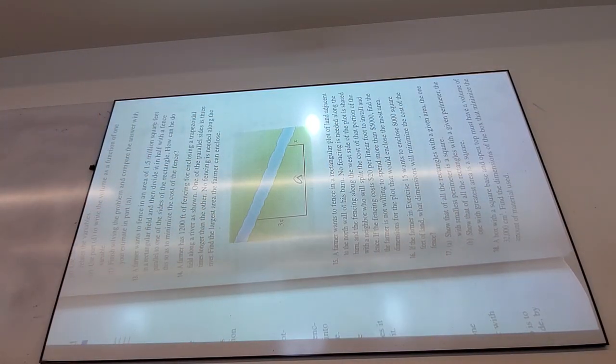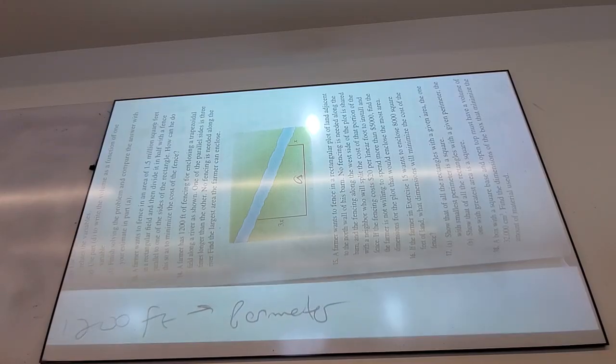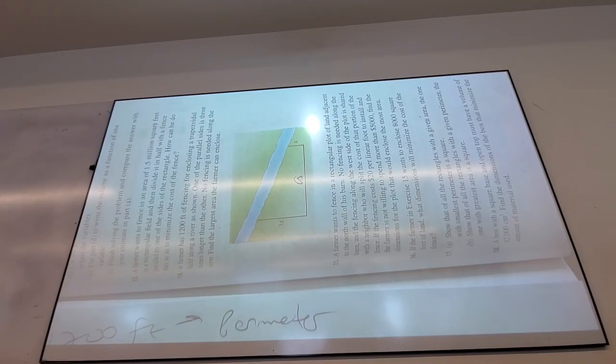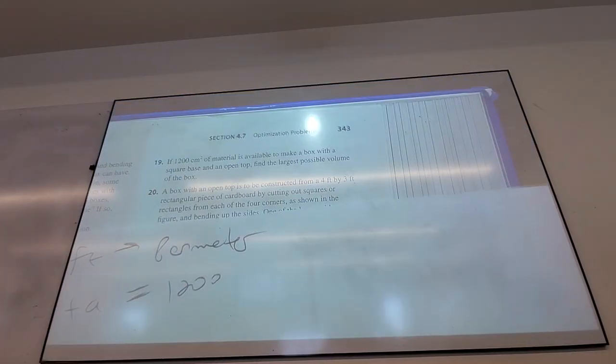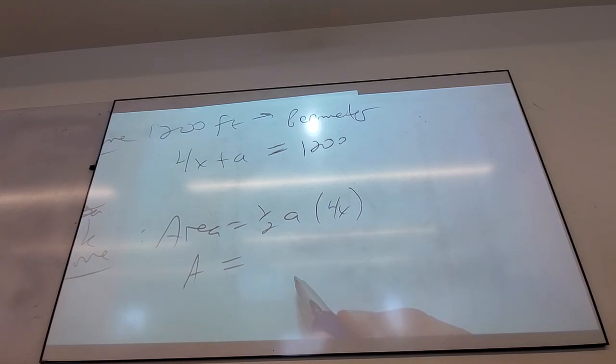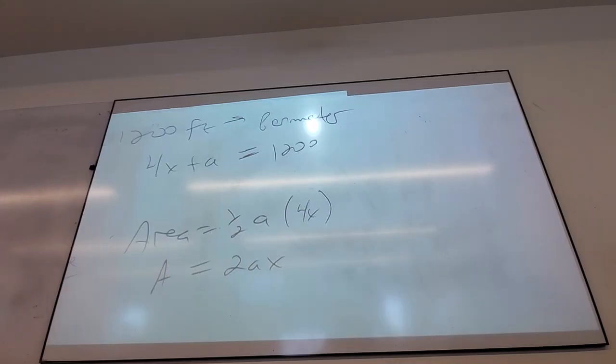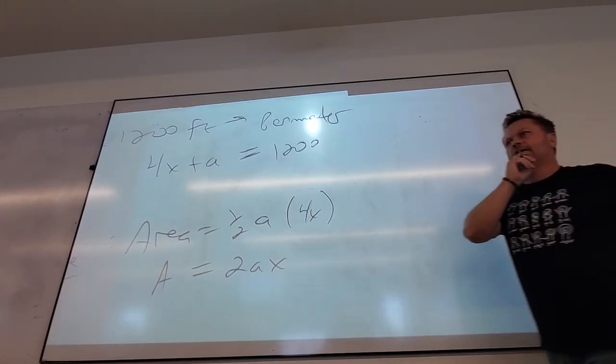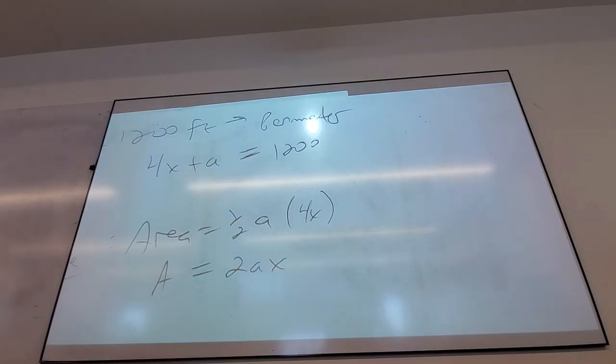So, can you guys set up the formula for the area? 1/2 a times 4x, which is 2xa or 2ax, sure. Do we have a formula set up fully for what they tell me? Yes. Do we have a formula set up fully for what they ask me? Yes.